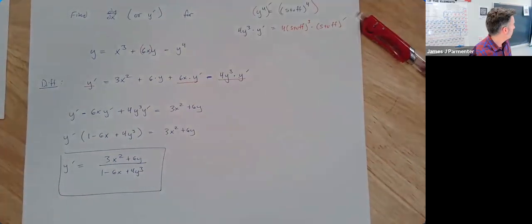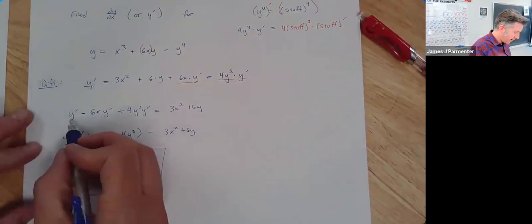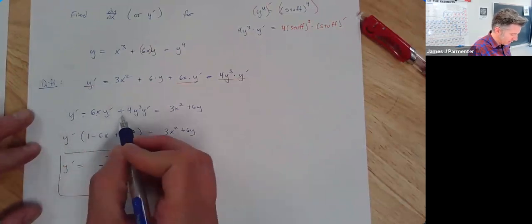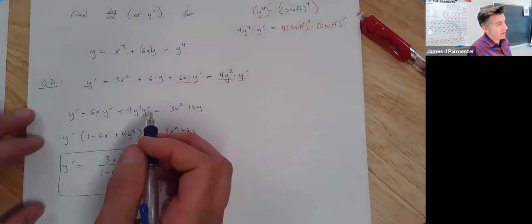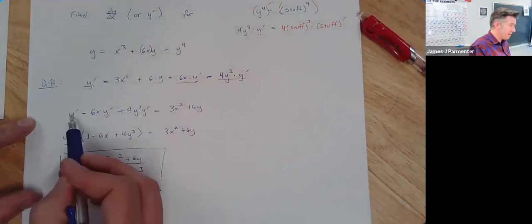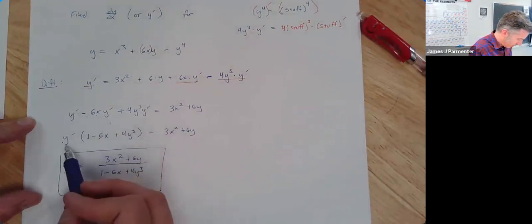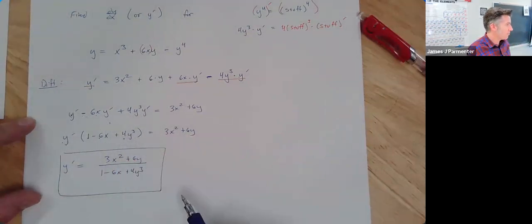The more shorthand rule of thumb people use in their brains when they're doing implicit differentiation is every time you differentiate something with a y, you always have to end up multiplying by the y prime, or the dy dx. Is there a question there? Well, so here I have y prime minus 6x times y prime plus 4y cubed times y prime. And if I factor out or divide out a y prime, well, y prime times 1 gives me back the y prime. Y prime times minus 6x gives me back the 6x y prime. Y prime times 4y cubed gives me the 4y cubed y prime.